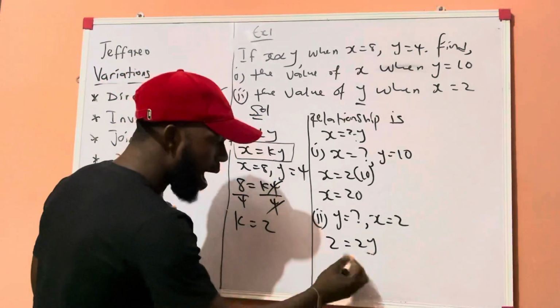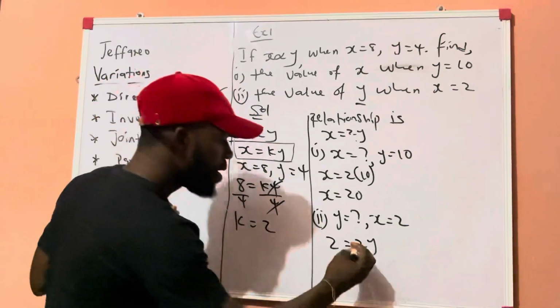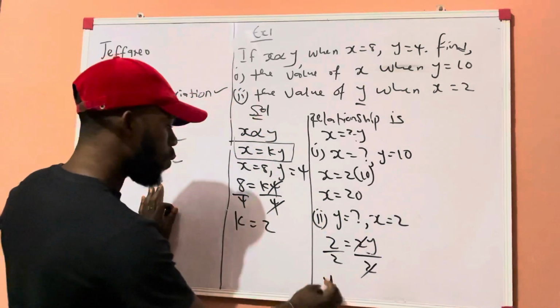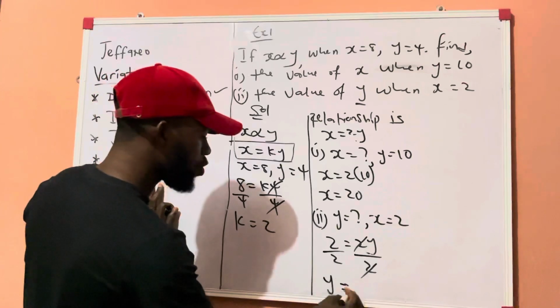Now, if I'm looking for y, what will I do? I will divide both sides by this 2. Here becomes over 2 and here becomes over 2. Plus, when 2 cancels, what do I have? y is equal to 2 divided by 2, which is y.